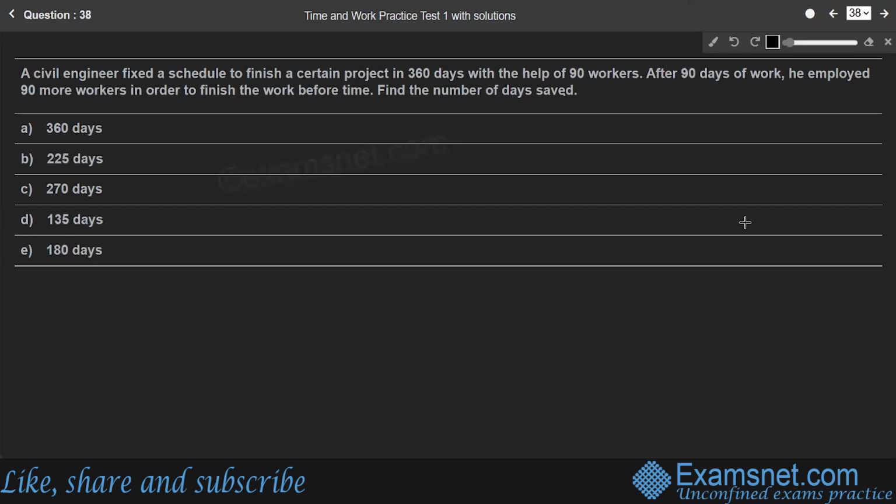Question 38. A civil engineer fixed a schedule to finish a certain project in 360 days with the help of 90 workers. After 90 days of work, he employed 90 more workers in order to finish the work before time. Find the number of days saved. So here the engineer fixes a schedule to finish the project in 360 days with the help of 90 workers.